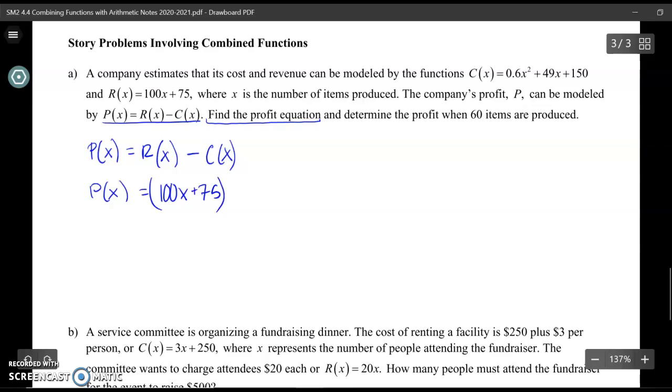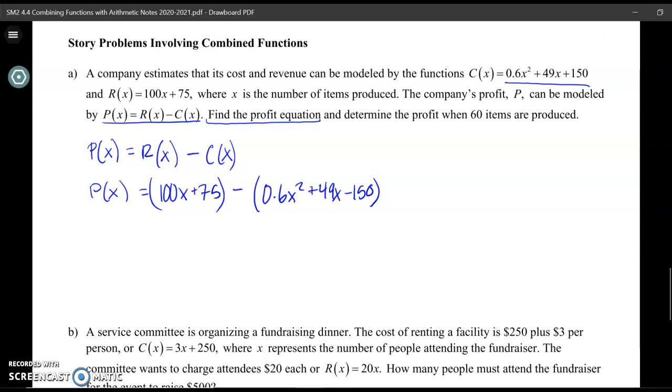Make sure I put my function in parentheses. And then my C of x is this 0.6 x squared, all that stuff up there. So write that in, 0.6 x squared plus 49x minus 150. Okay, now I can just do some simplifying and combining like terms. So P of x is going to be equal to, let's just do one thing before we start simplifying, because I have this negative on the outside. I'm going to change it to a positive, and I'm going to make everything on the inside the opposite sign of what it was to start with, so I don't get confused.